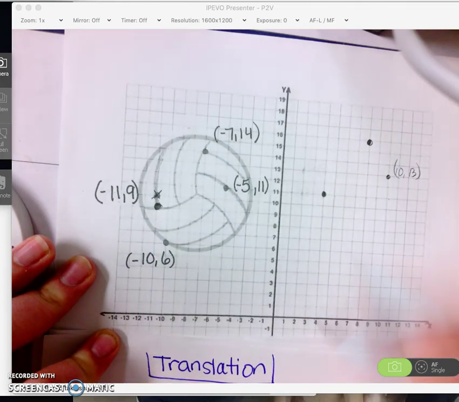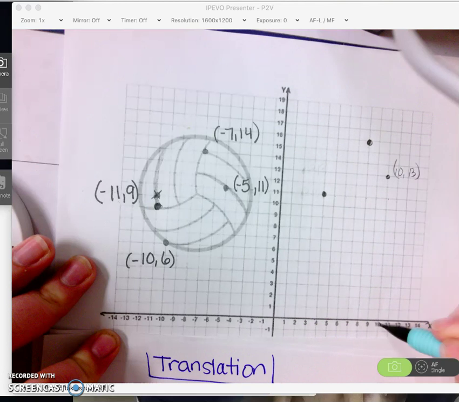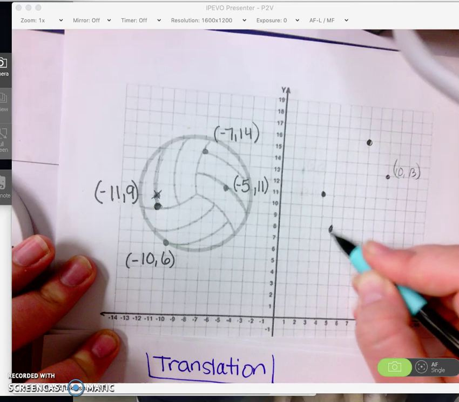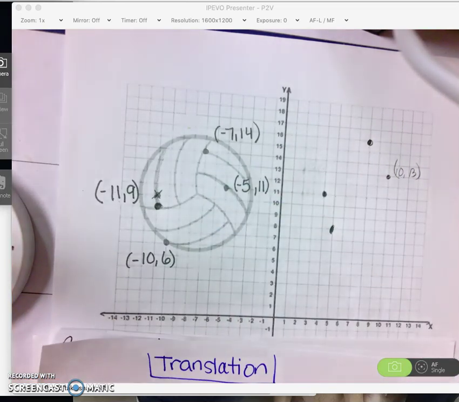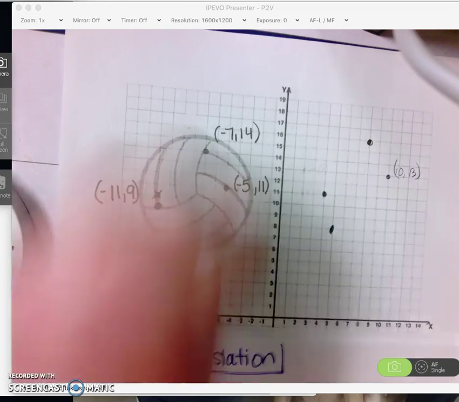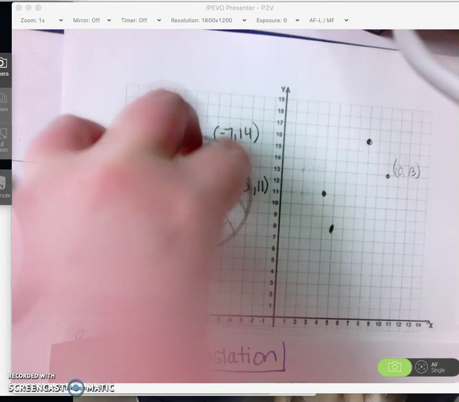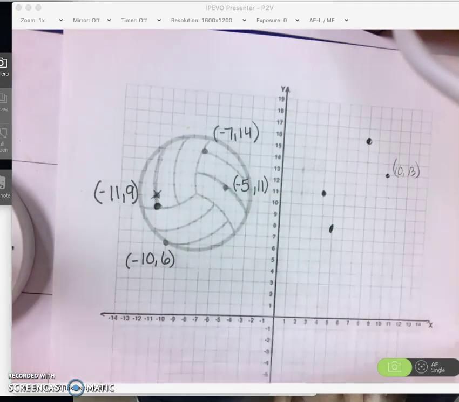So over to 4 and up to 11, over to 8 and up to 16, over to 10 and up to 13, and over to 5 and up to 8. Okay, and then I would draw my shape. At this moment, I'm not worrying about drawing our shape. That will come in last because I can put the shape over it and kind of trace it.